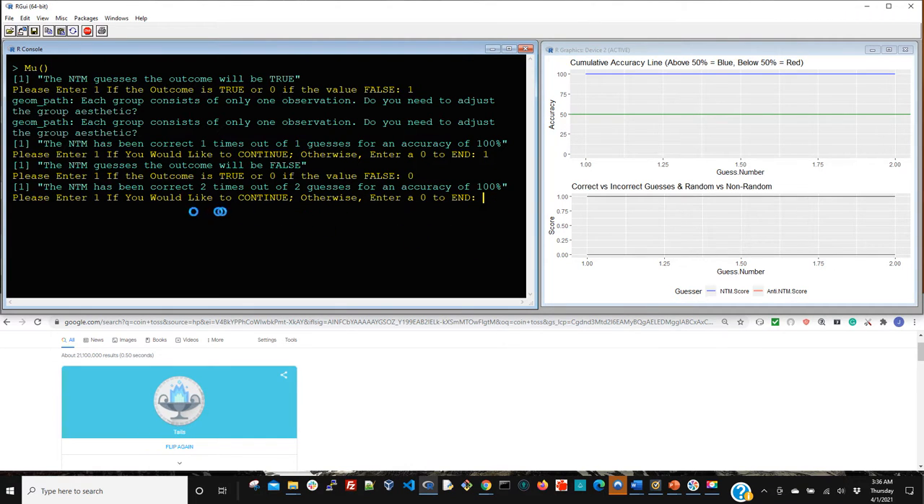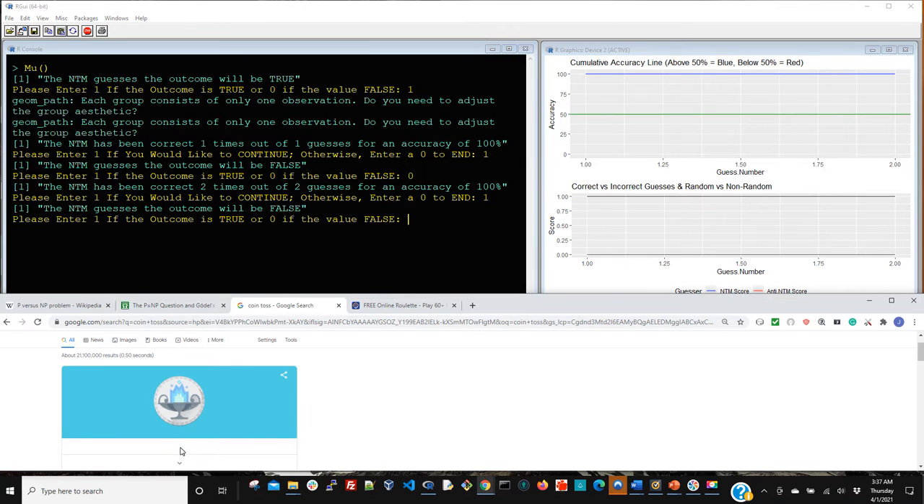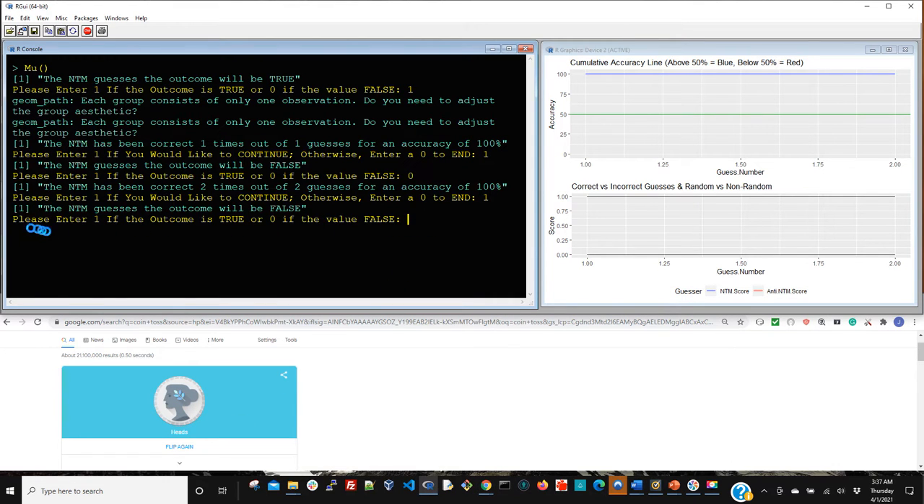Anyway, the NTM has been correct 2 times out of 2 guesses for an accuracy of 100%. We want to continue, and we press 1. It guesses that the next outcome of a coin toss will be tails, so we will flip the coin again, and it comes up heads. So we tell the computer, as it says, please enter 1 if the outcome is true, or heads, 0 if the outcome is false, or tails. The outcome here was heads, so we enter in a 1.